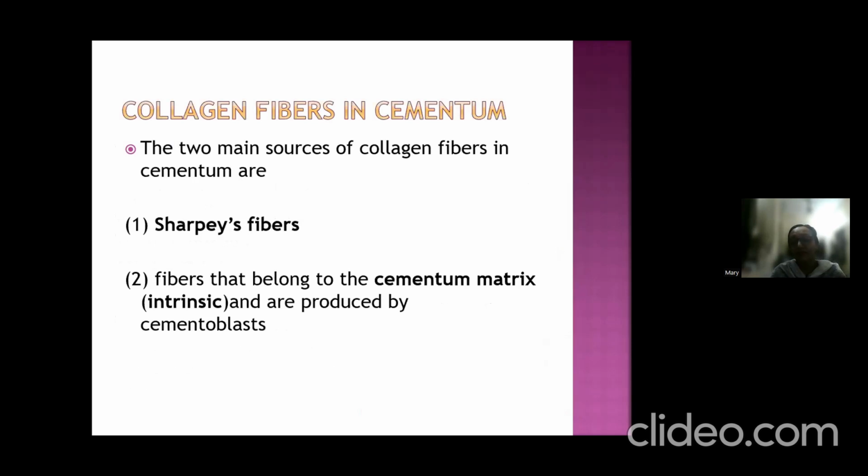There are also collagen fibers in the cementum, as we have already seen, and these collagen fibers are derived mainly from Sharpey's fibers as well as the cementum matrix. So these Sharpey's fibers constitute the extrinsic fibers, whereas the cementum matrix constitutes mainly the intrinsic fibers.